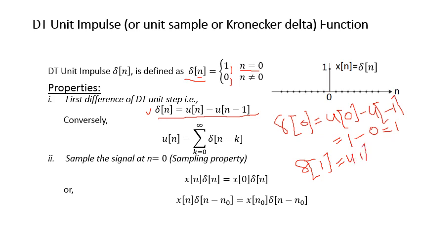minus u of, again n is 1, so 1 minus 1 is 0, so it will be u of 0. What is the definition of the step function? By definition it equals 1 when its argument is 0 or greater. In this case the argument is 1, so its value will be 1, minus the argument is 0, so again its value will be 1, so that results in 0. So again by definition impulse of 1 should be 0, and that's exactly what we get.